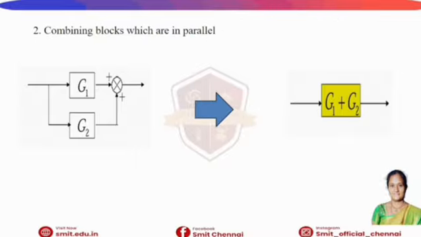Next one, combining blocks in parallel. When blocks are connected in parallel, the overall transfer function is obtained by adding or subtracting the blocks based on the summing junction sign. So the overall transfer function is equal to G1 plus G2, or otherwise G1 minus G2.